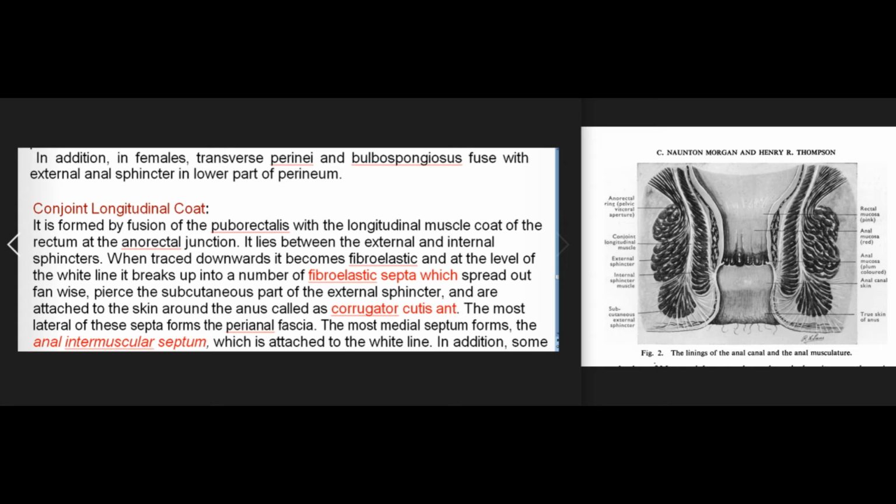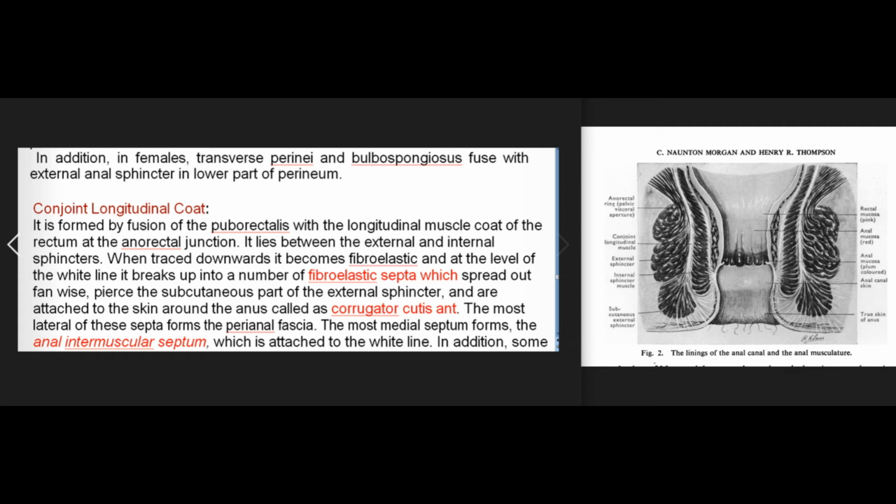When traced downwards it becomes fibroelastic, and at the level of the white line it breaks up into a number of fibroelastic septa which spread out fan-wise, pierce the subcutaneous part of the external sphincter, and are attached to the skin around the anus, called the corrugator cutis ani.